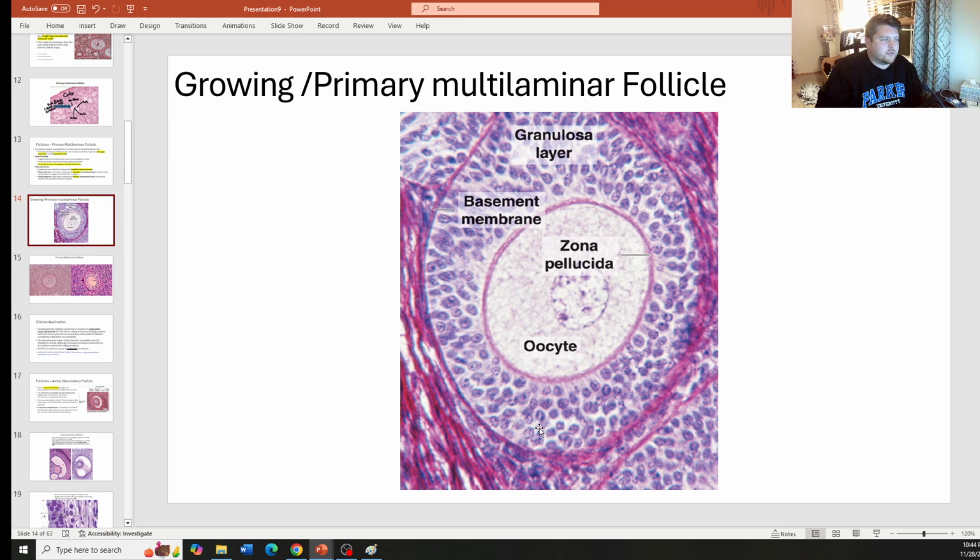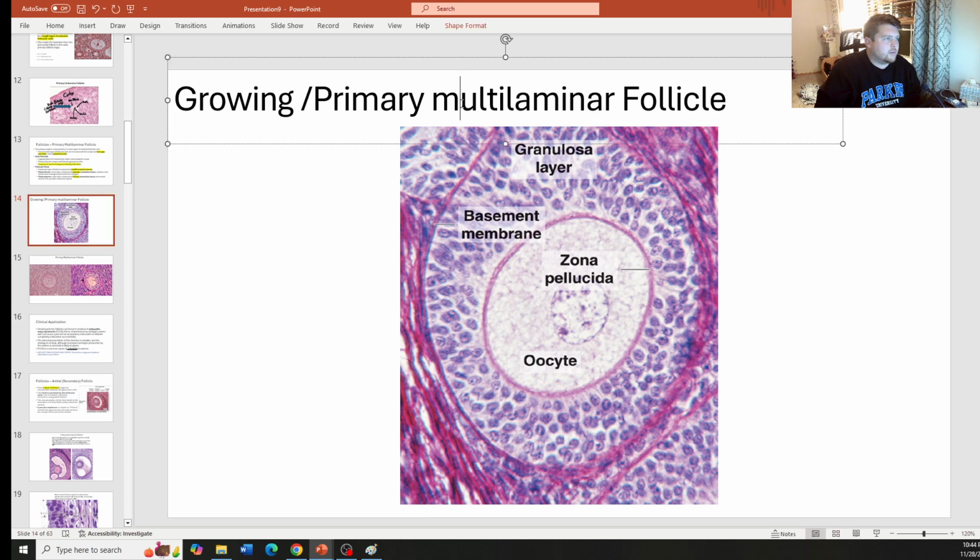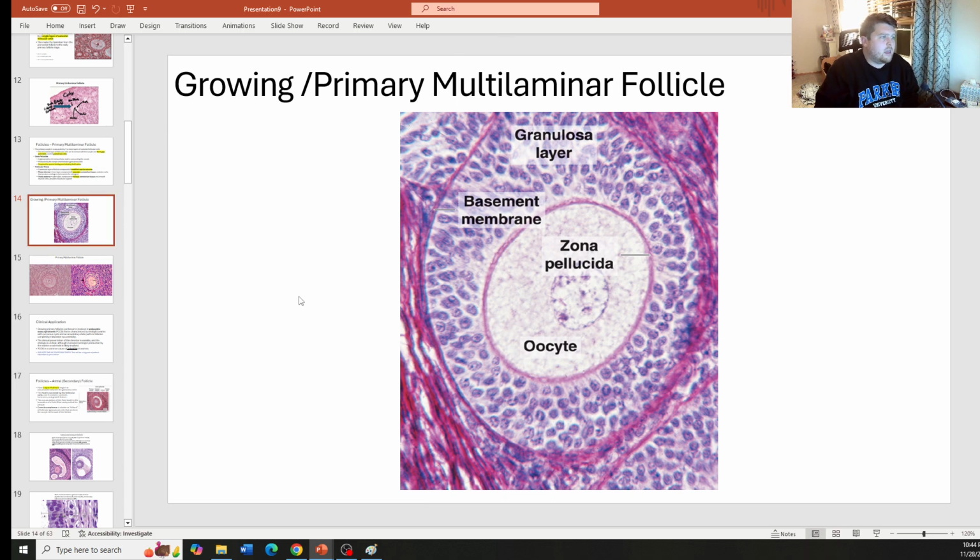Here we have all these different structures. The zona pellucida is immediately outside of that oocyte. Then we have our multilaminar follicle all around all these different layers. We also have basement membrane. We call this the granulosa layer.